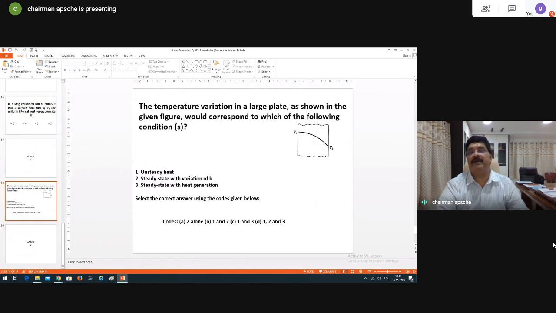Temperature variation in a large plate as shown in the given figure would correspond to which of the following conditions. I'll leave it to you because in this figure I have given concave downwards, concave upwards and linear variation. So it is only steady state with variation of k. k is equal to k naught into 1 plus beta t. So in that, B2 is the correct answer.